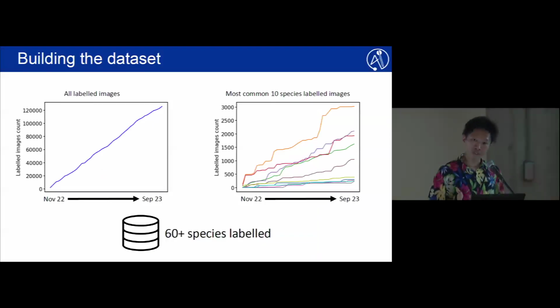But we developed a way to label the data. Within a year, we managed to label more than 100,000 of them. That is an in-house labeling tool that we developed at the Natural History Museum. This enables us to build an AI-ready dataset that is up to the standard that can be used for AI training.